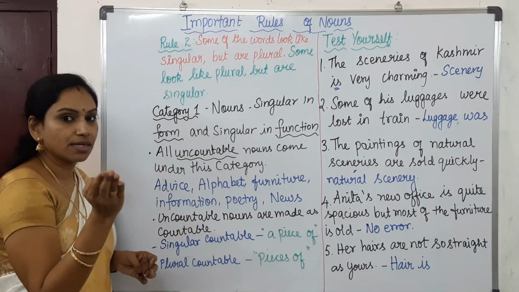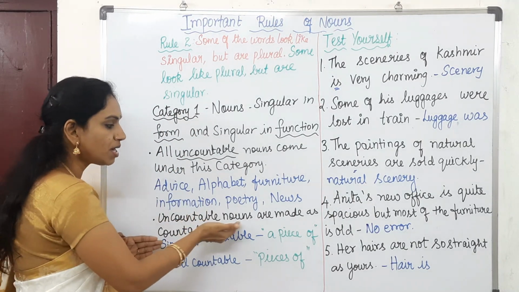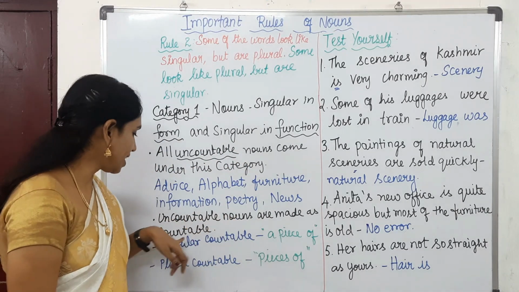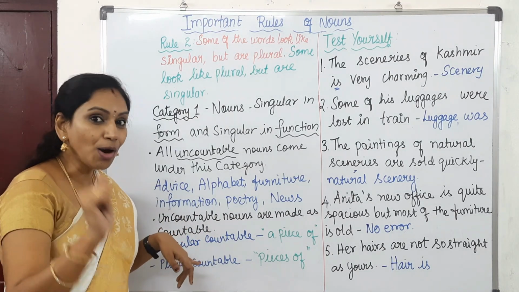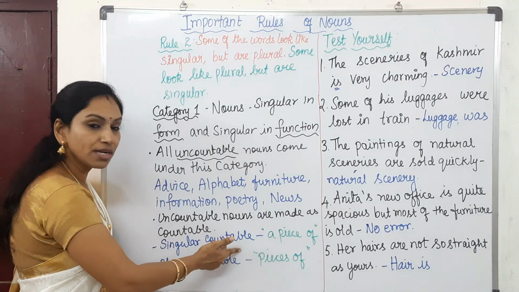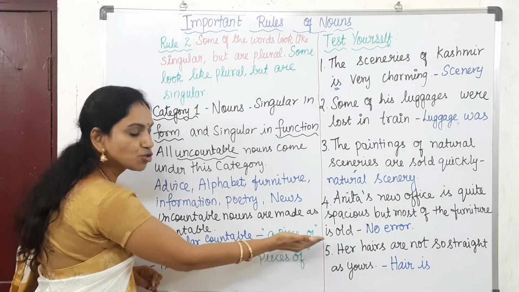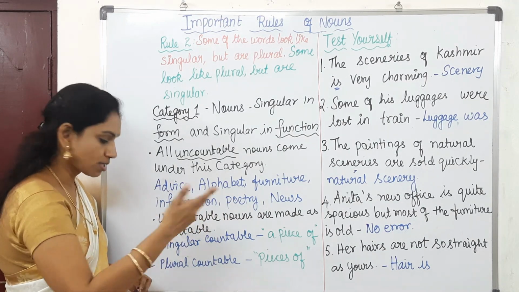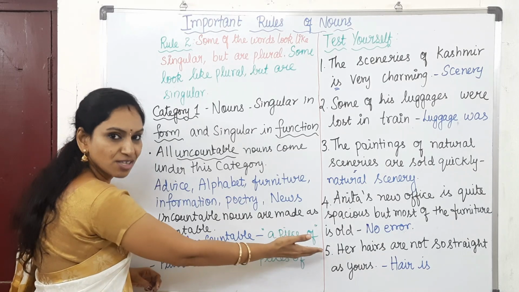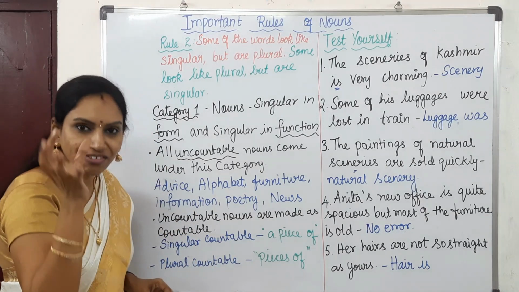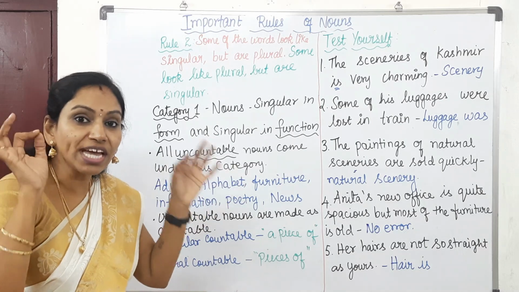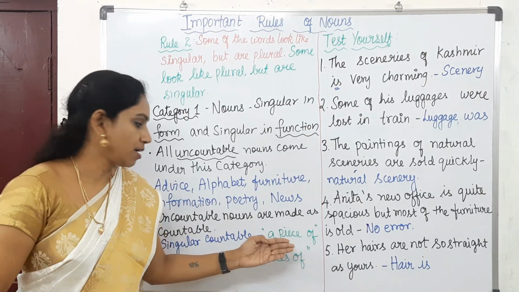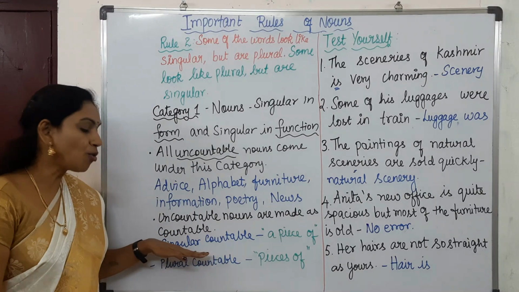Next, there is one more thing. Uncountable nouns are made into countable nouns also. How? Singular countable nouns, take for example a piece of. Information is an uncountable noun. So, when we add a piece of, a is used for singular. A piece of, then it is a countable noun.